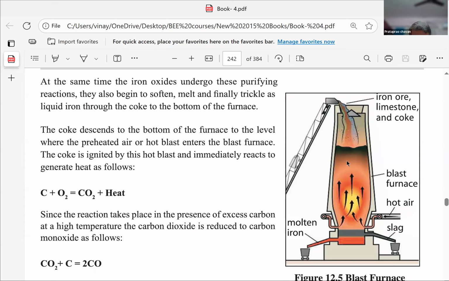As a result, what happens? The molten iron trickles down through the entire furnace. Iron being very heavy gravitationally, it settles at the bottom. This portion is the slag. Slag means all the impurities floating on the surface of the molten iron. It may also contain some metal, but mostly other impurities.